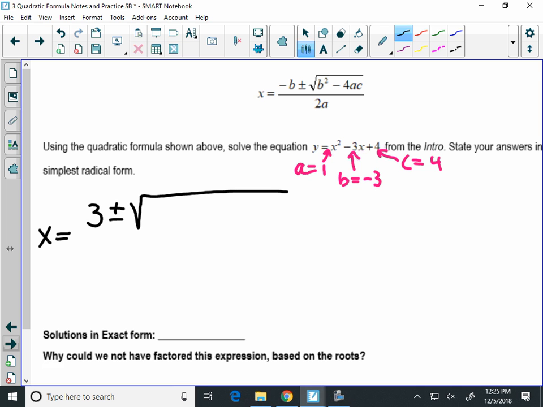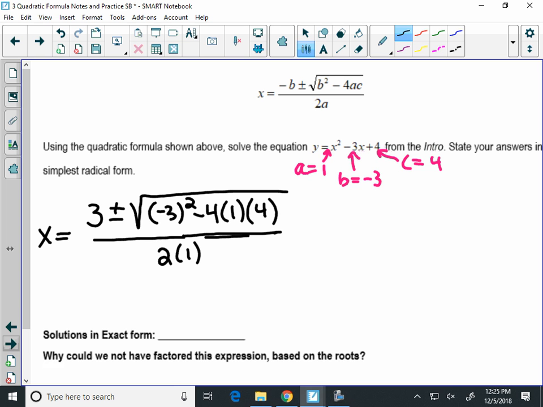Now, be really careful with this. I want you to put every single a, b, and c into parentheses under the radical here. So when you have b squared, it's going to be -3 in parentheses squared minus 4 times your a, which is 1, times c, which is 4, all over 2 times a, which is 1.